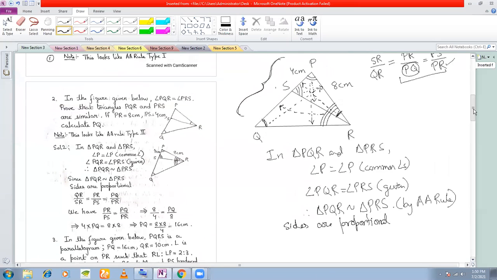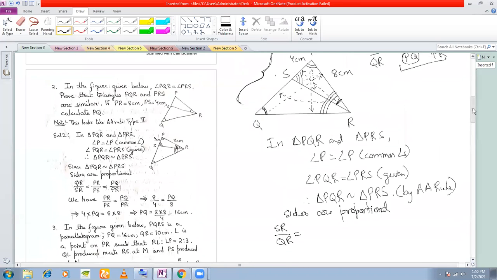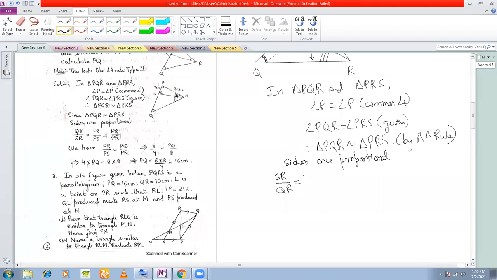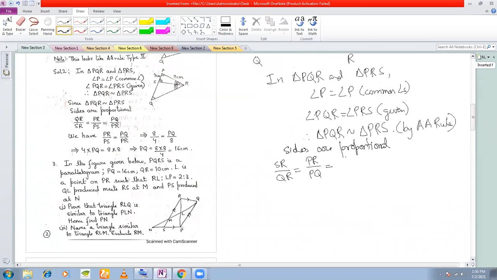And we write the proportional sides. So you have SR by QR is equal to PR by PQ is equal to PS by PR. Right? So we take the second and third equalities. So we have PR by PQ is equal to PS by PR.